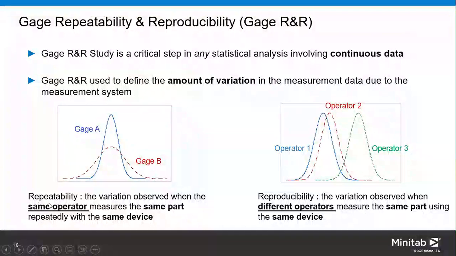Repeatability refers to the variation observed when the same operator measures the same part with the same device. And reproducibility is the variation observed when different operators measure the same part using the same device. So maybe the O here refers to operator, to differentiate between repeatability and reproducibility. So O here is operator, so different operators. Maybe we go for operator 1, operator 2, and operator 3. But for this one, it is all the same in this case.